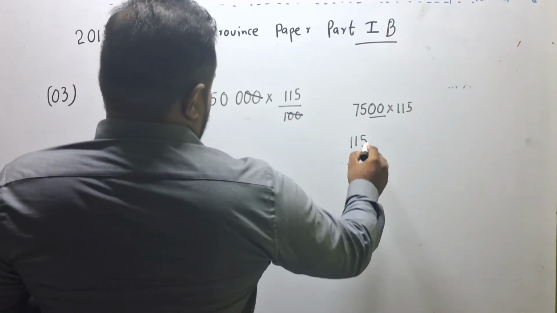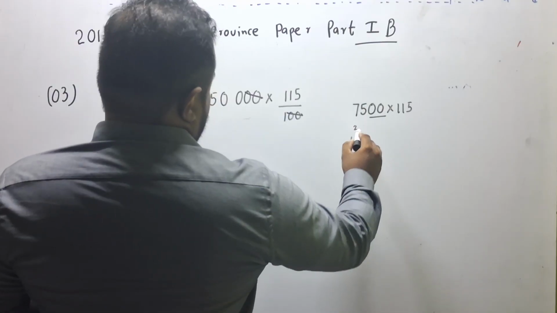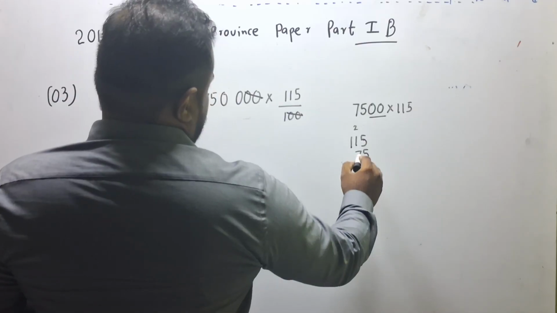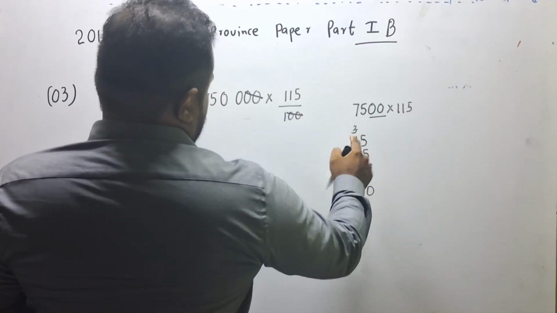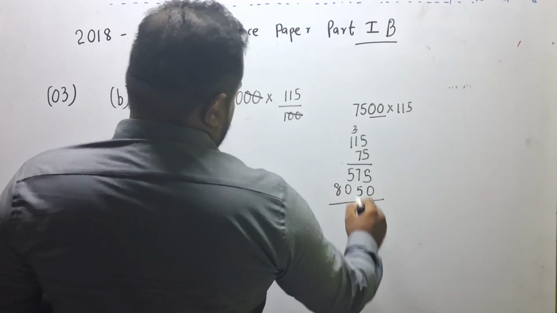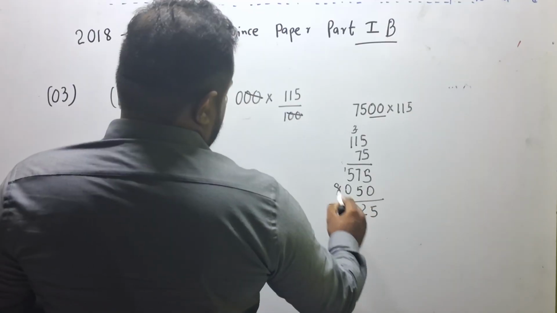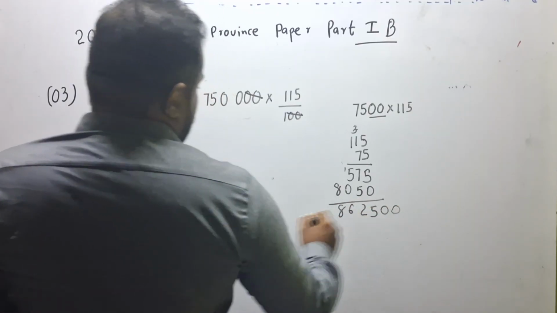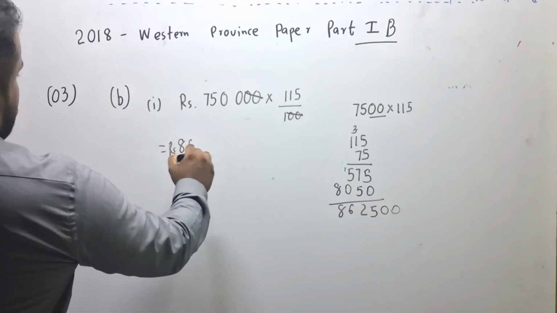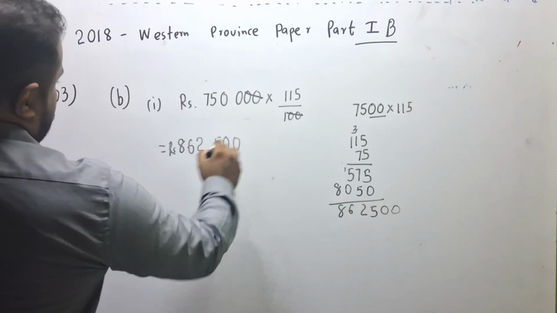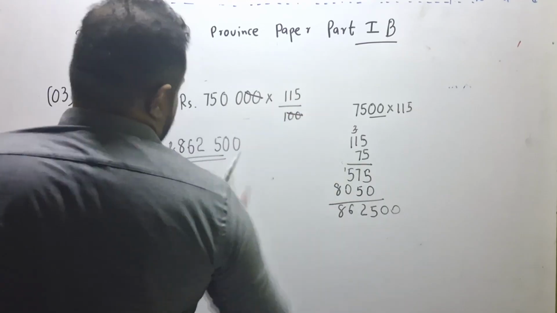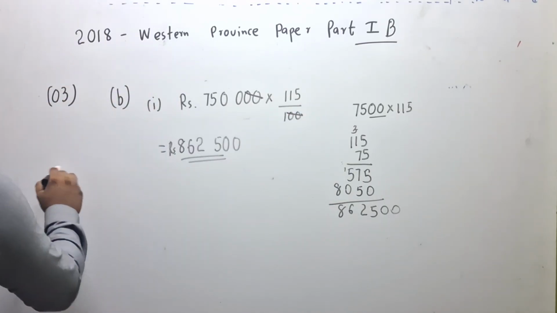Let's multiply: 5 times 5, 25, 2 remaining. 11 times 5, 55 plus 2, 57. Put the 0. 5 times 7, 35, 3 remaining. 11 times 7, 77 plus 3, 80. Add them together: 5, 7, 5, 12, 1 goes here, 1, 5, 6, 8. Put 2 zeros to the back. The answer is rupees 862,500.